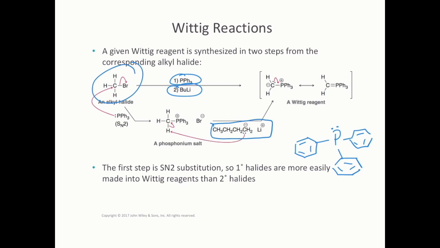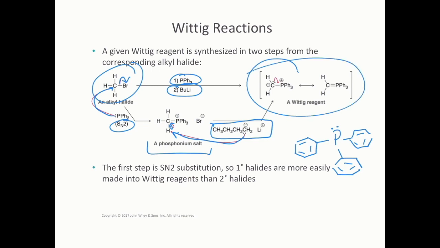So in the first step, we're going to do an SN2 reaction where the phosphorus is the nucleophile. So it attacks this carbon and kicks off the halogen. And then you get to this intermediate, which is a phosphonium salt. So in the second step, you add butyllithium, also called BuLi, which is really, really strong. And you need a super strong base because it needs to pluck off this hydrogen to form the ylide. And then you get the Wittig reagent as shown here. And note that since the first step is SN2, primary halides would work easier than secondary halides.